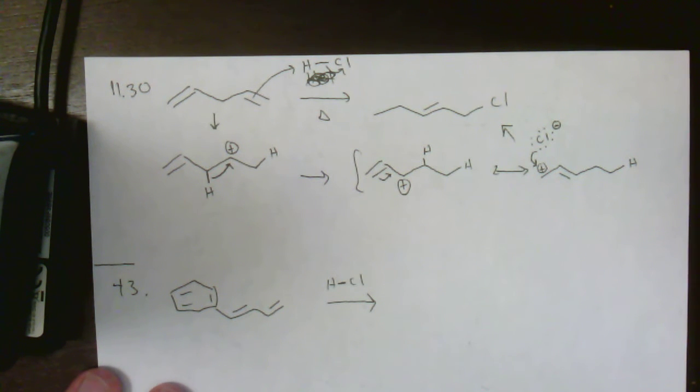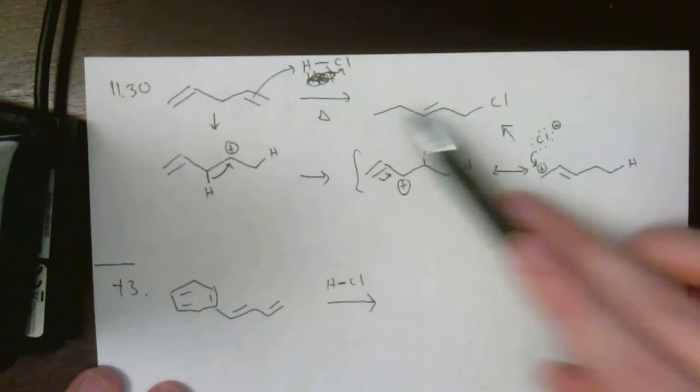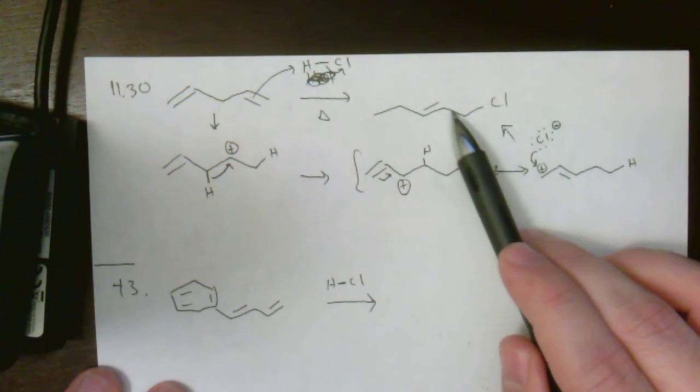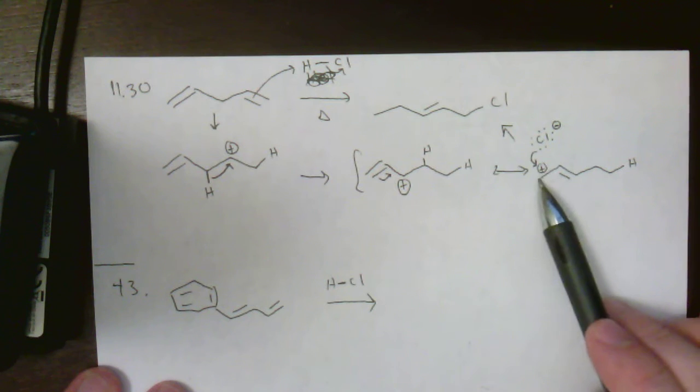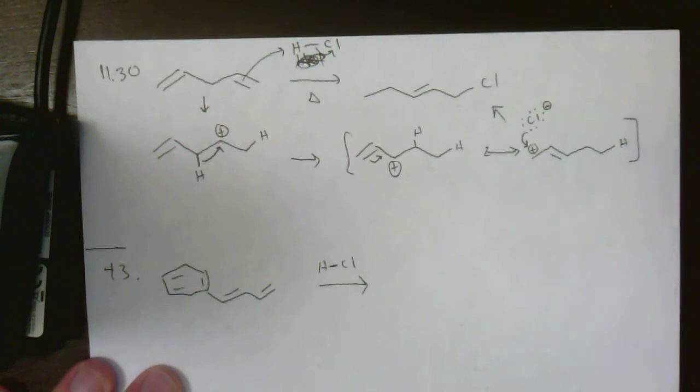You have to rotate it from the way that I have it drawn, but we'd have chlorine on carbon 1, 2, 3, 4, 5 carbons, and then the double bond is between carbons 2 and 3. Okay, on to the next one.